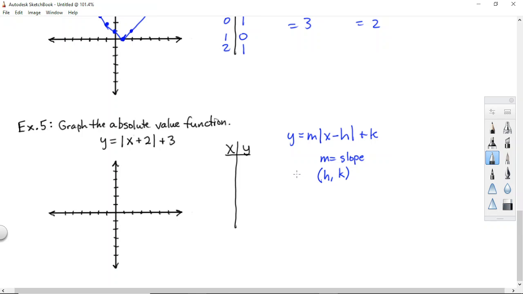And so h is this number in here that's subtracted from x. Well, in our example, what is subtracted from x? You might say nothing's subtracted from x. 2 is added to x. But remember, we can rewrite that as a subtraction, right? If we wrote this as a subtraction, it would be, I'll write it over here, y equals x, and then we're going to say minus, and then that would be negative 2, right?